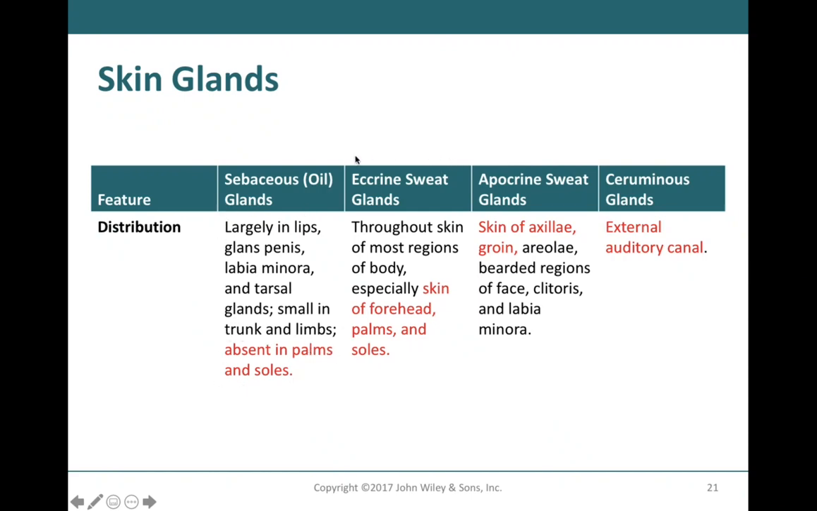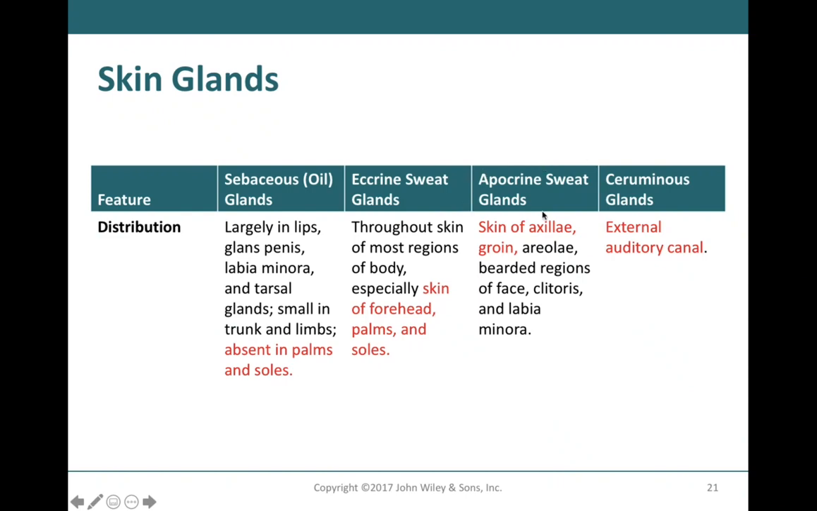The eccrine sweat glands are next. These are going to be found all over the body. However, they are especially concentrated at the skin of the forehead and in our thick skin. So palms and soles will have lots of eccrine sweat glands. So eccrine sweat glands are going to be found in both thin and thick skin. However, they tend to be more highly concentrated in thick skin.